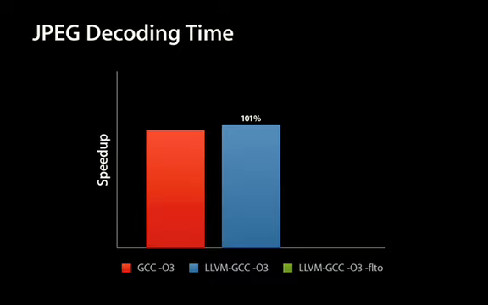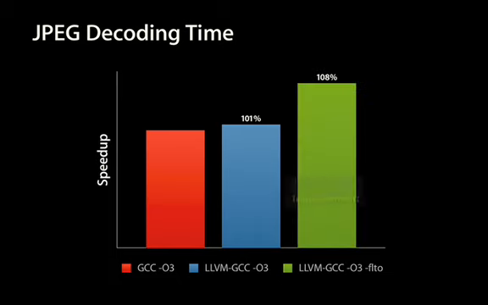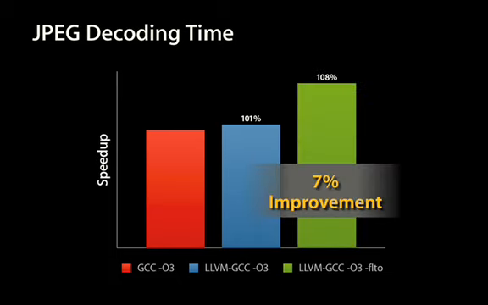Here's another case, JPEG decoding. JPEG is such a well-known compression standard. The decoder has been worked on over the years. It's been tuned and tuned and tuned. There's really not a lot of room for improvement. In fact, LLVM GCC does okay. It gives you 1% of performance benefit. Not interesting. With link time optimization, we're able to squeeze out 7% additional improvements.